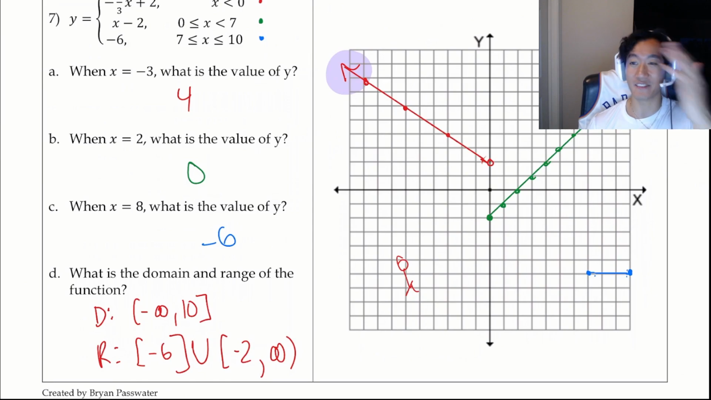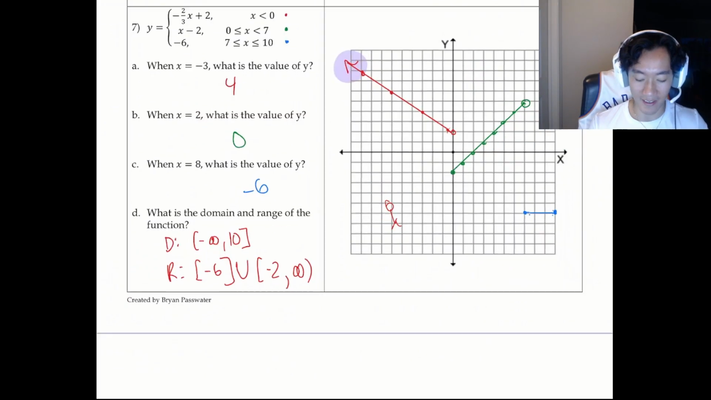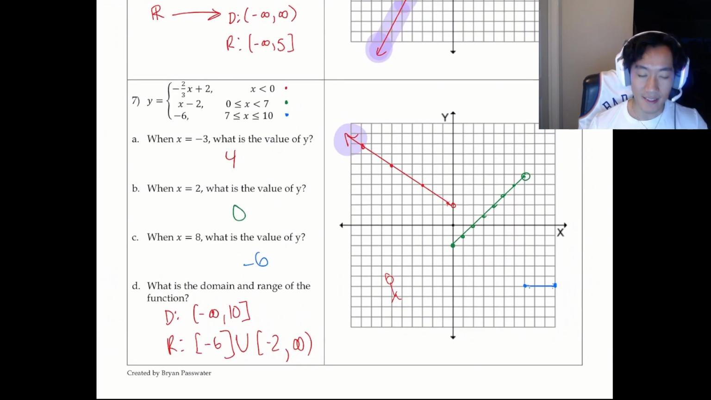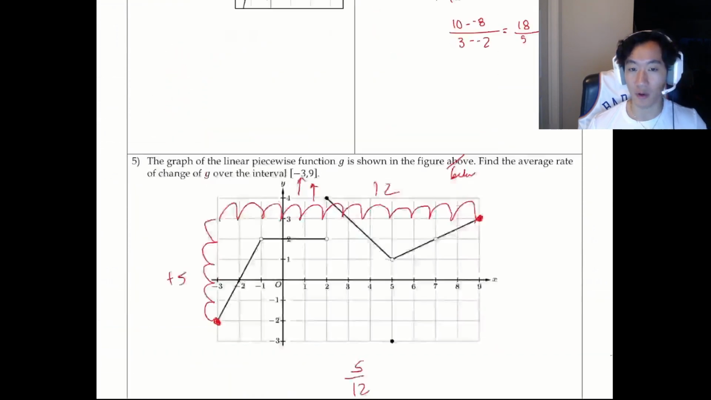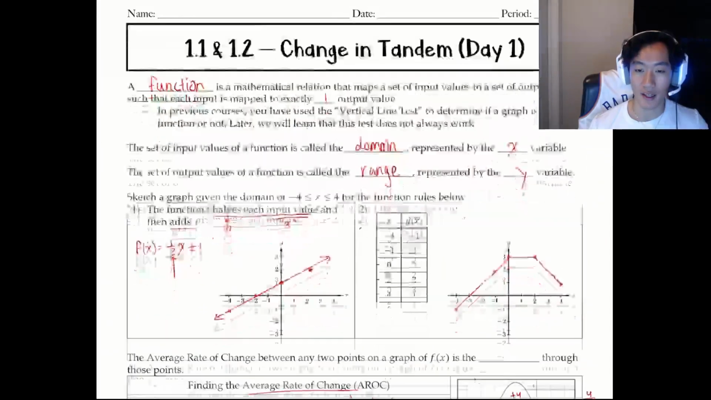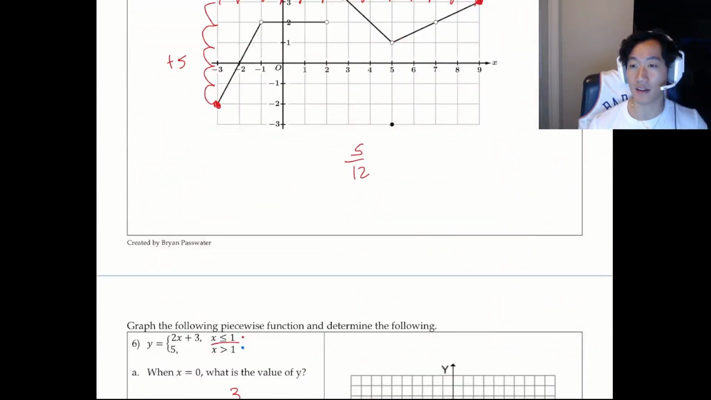If you already have a good idea of domain and range, great. But that's the way I kind of think of it. But that's it for our notes, at least for day one. So hopefully that's simple enough. And yeah, that's the end of the video.